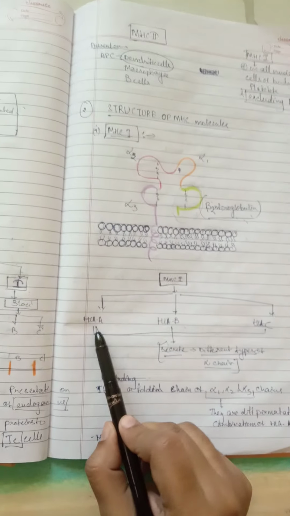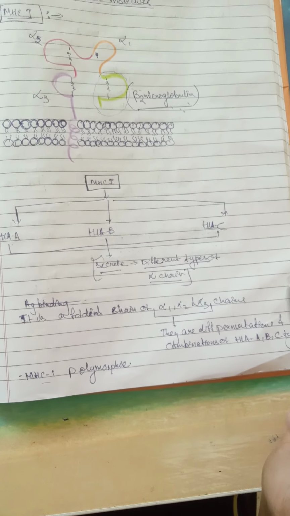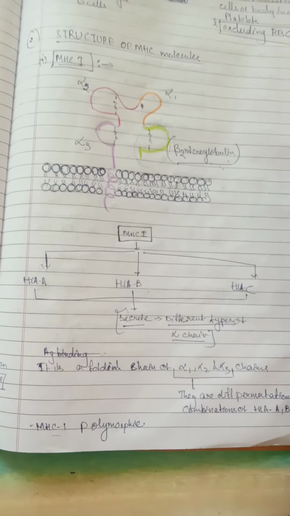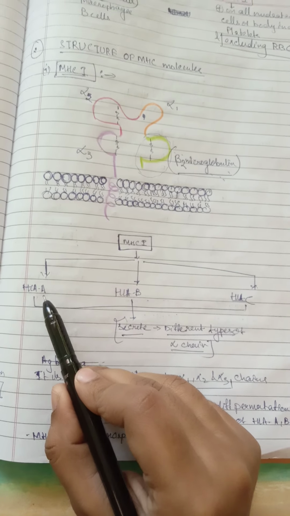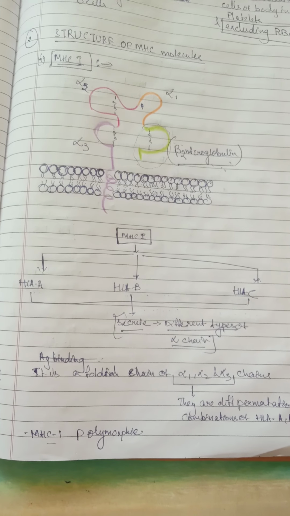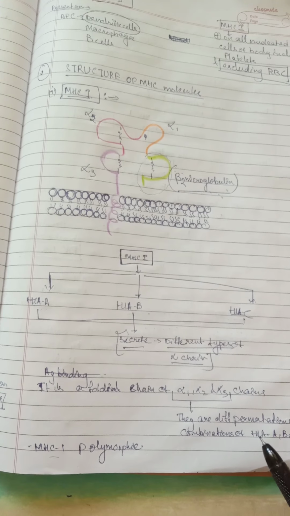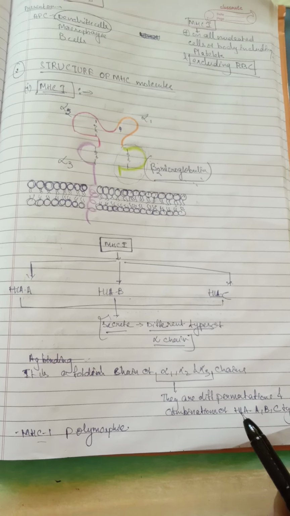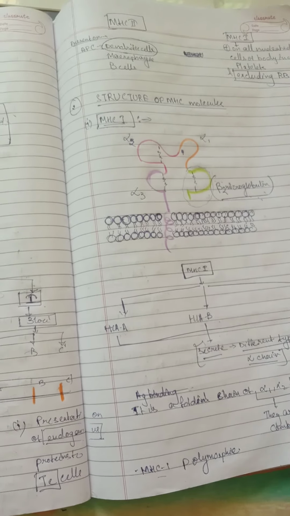So the genes HLA-A, HLA-B and HLA-C encode different types of alpha chains, and the alpha chains of each MHC molecule are a permutation and combination of the different peptide sequences that are synthesized by HLA A, B and C respectively. The folded chain of alpha 1, alpha 2, alpha 3 are the different permutations and combinations of HLA A, B and C genes, and MHC1 genes are highly polymorphic.